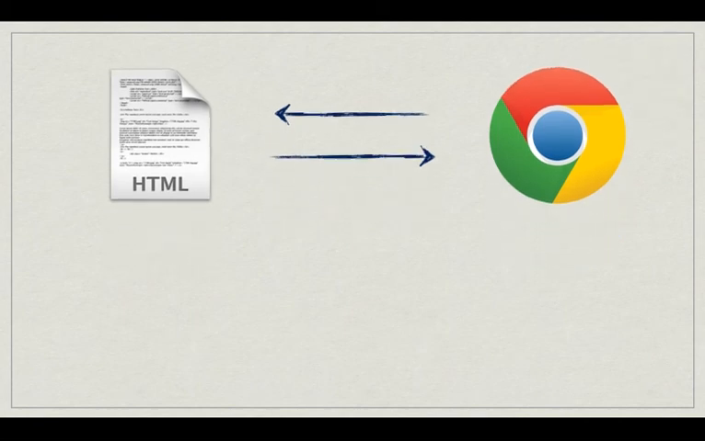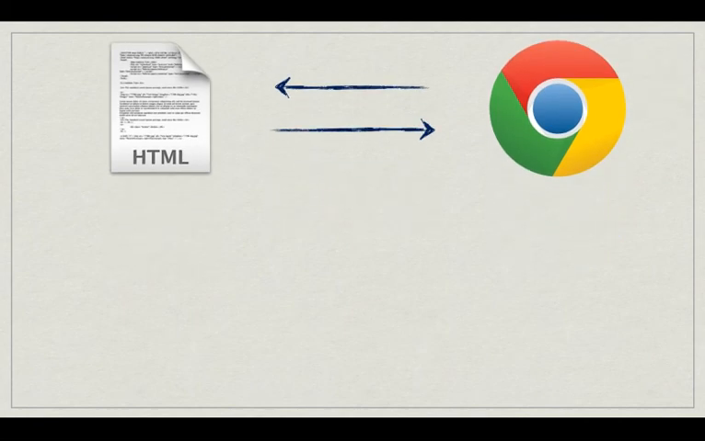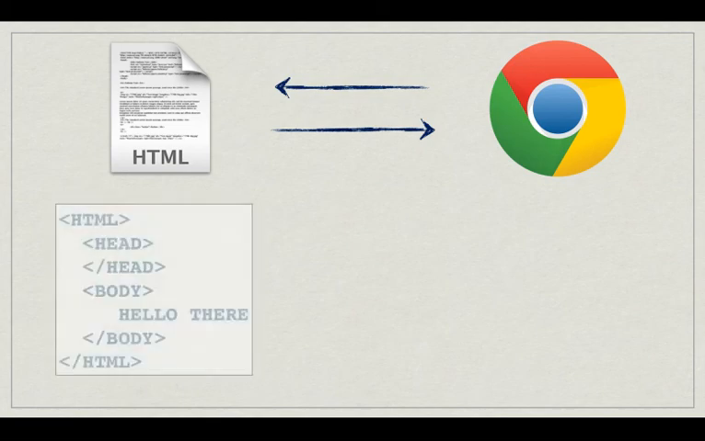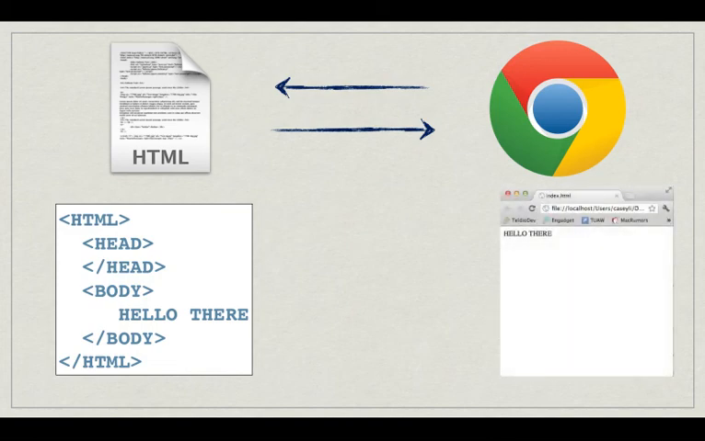Let's take a really simple example. You can go into Notepad or TextEdit or VI or whatever you want, start a new file, and type this code in: HTML, head, body, hello there, closing body, closing HTML. This is what we call HTML code, like the source code. You can save that as a .html file, and if you open up Chrome and go File, Open, and open that file, it's going to interpret that and show you "hello there." So this is how the web works.